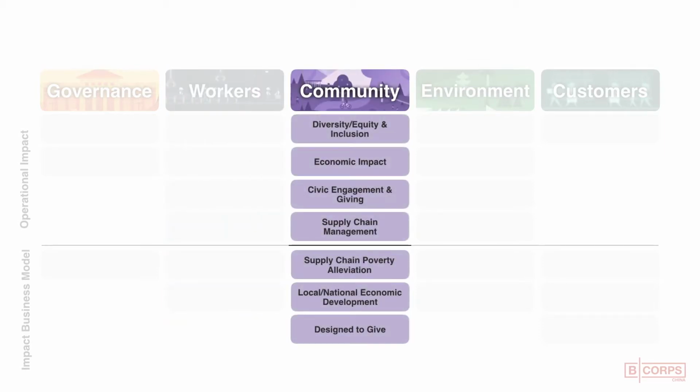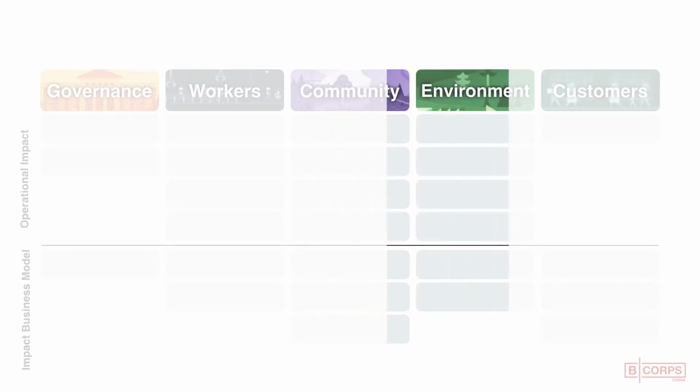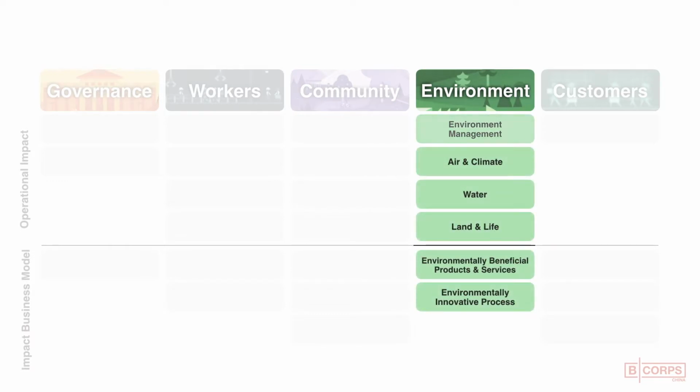Third is the community dimension. The focus is on the economic and social contribution of the company on the communities in which it operates. This includes job creation, inclusiveness, civic engagement, charity, as well as its collaboration with other companies such as suppliers. Fourth is the environment dimension. This looks at the company's efforts to reduce its environmental footprint or to have innovative, environmentally friendly processes and products.